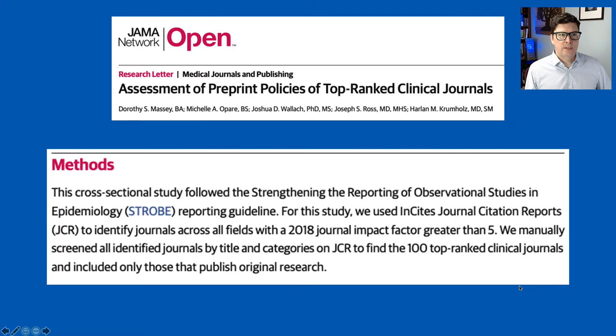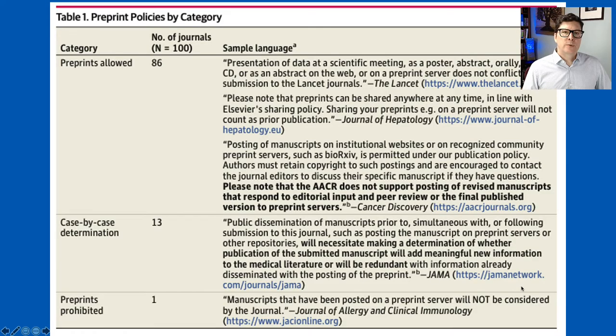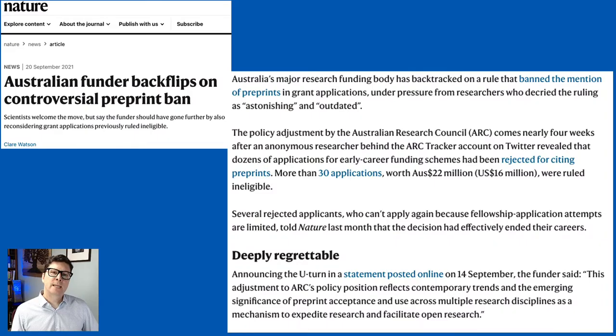However, this study in 2020 examined the top 100 ranked clinical journals. And the results of this study were that they found that 86 of these top 100 journals allow preprints. 13 of the journals have a case-by-case determination, and only one of the top 100 journals had an outright prohibition on preprints. What about funding agencies?